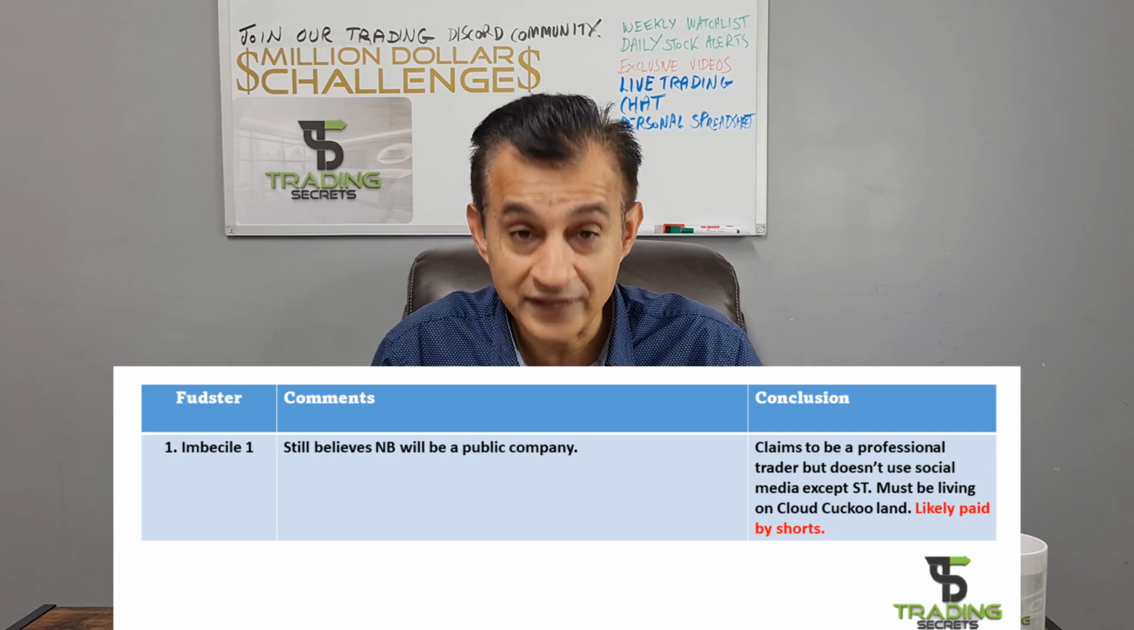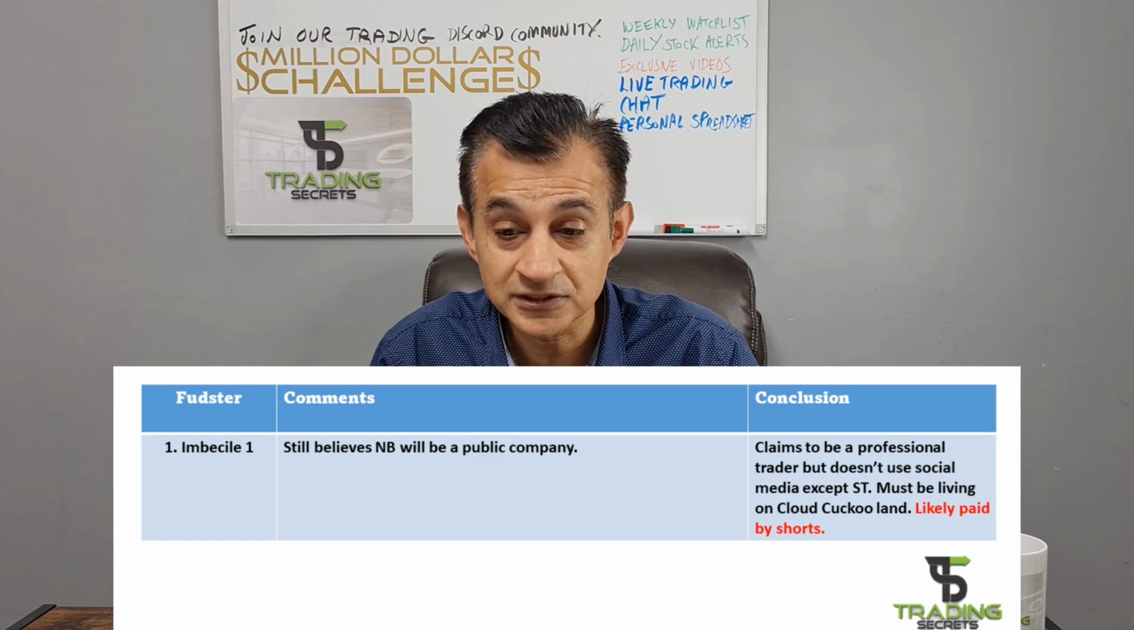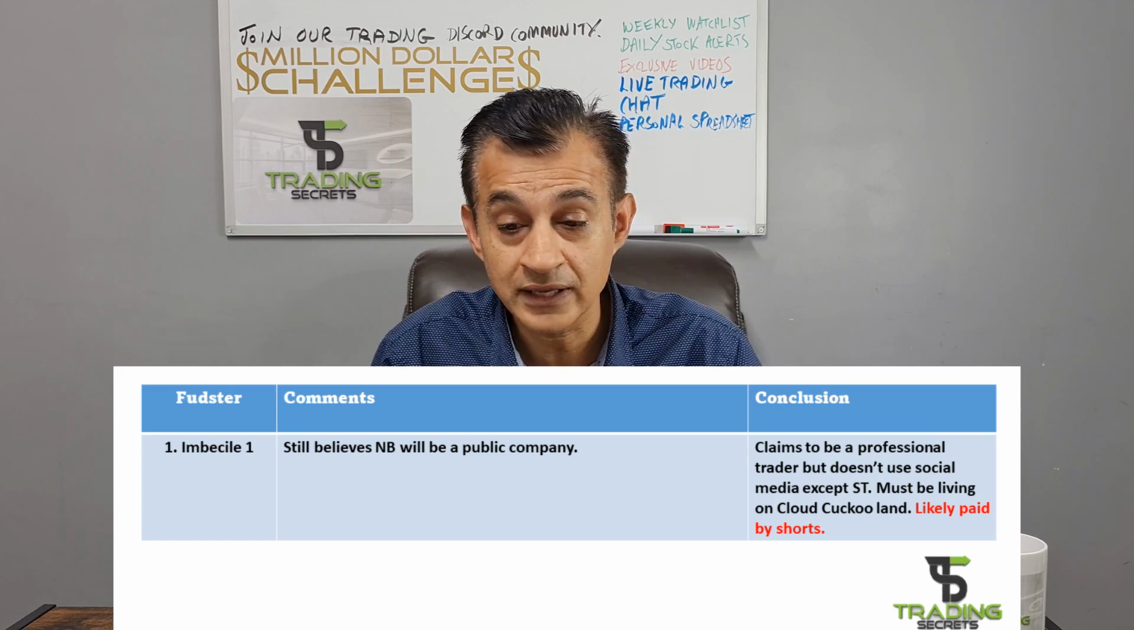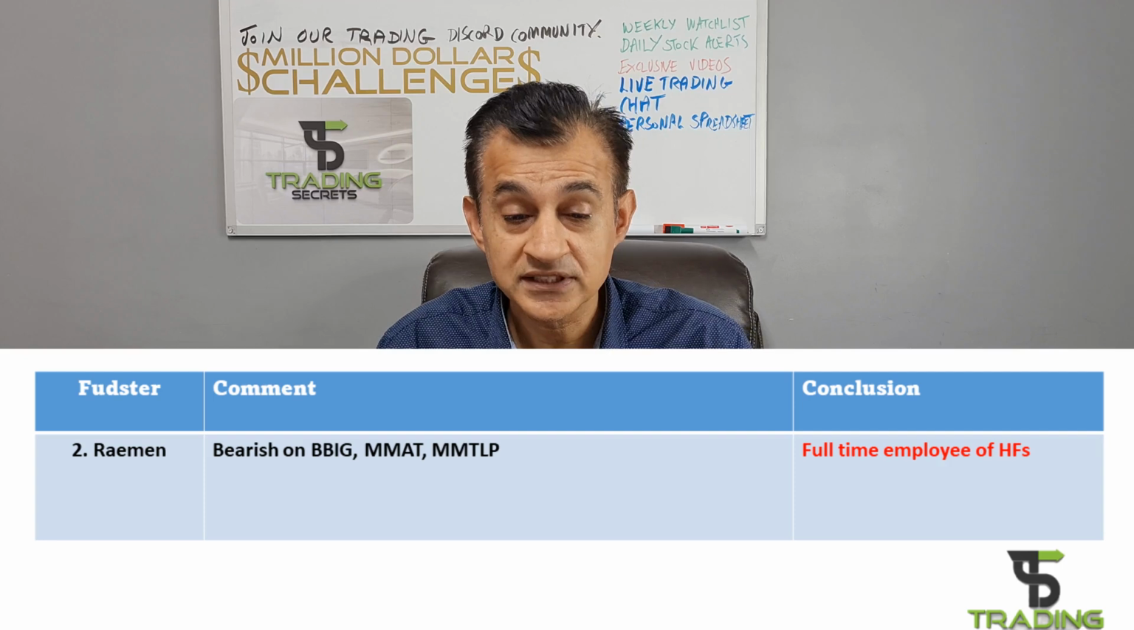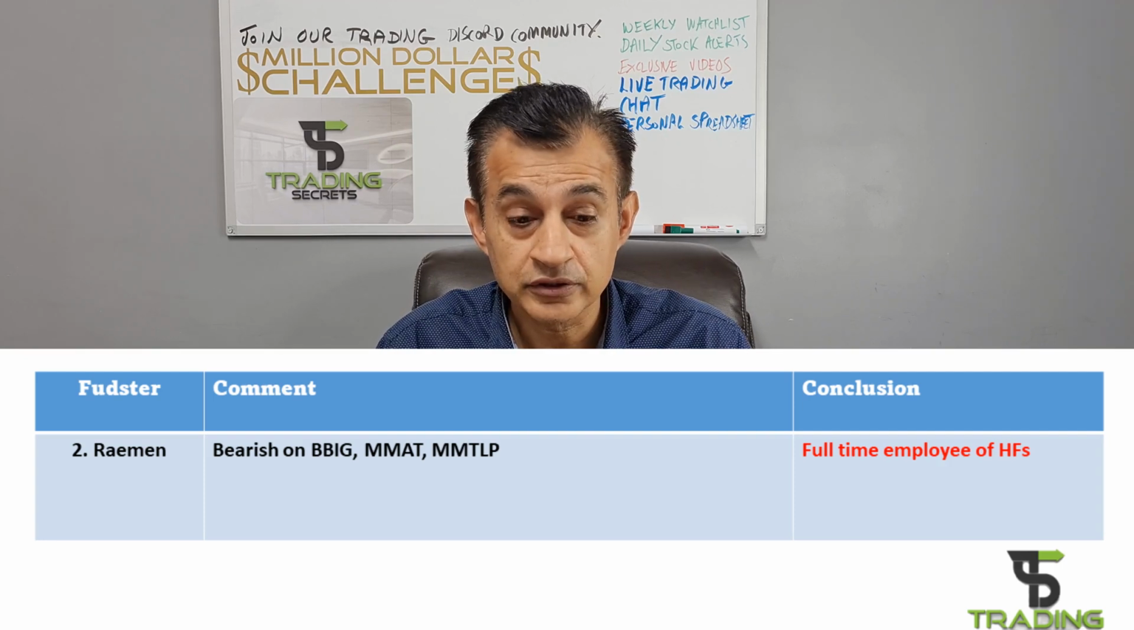So overall, if that's what this person is saying, then obviously this person must be living on cloud cuckoo land, and final conclusion, likely paid by shorts. The next FUDSTER I'm going to share with you is probably the most well known, and that is Raemen. So certainly well known in the field of BBIG, MMAT and MMTLP, as well as many other stocks.